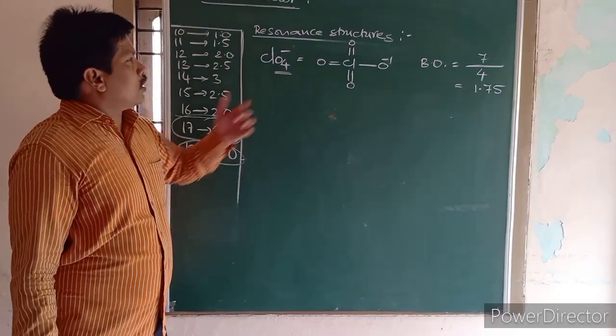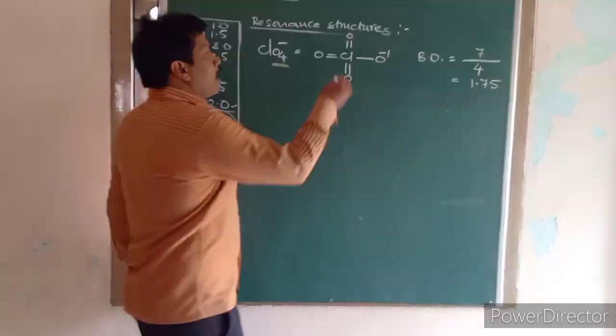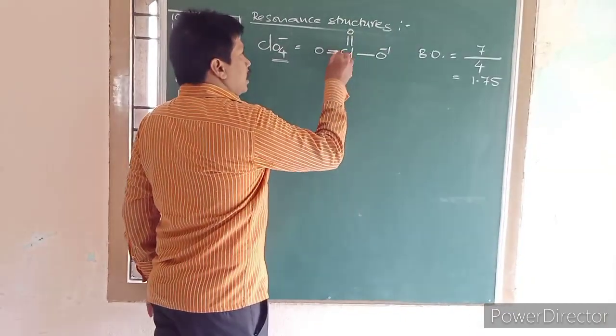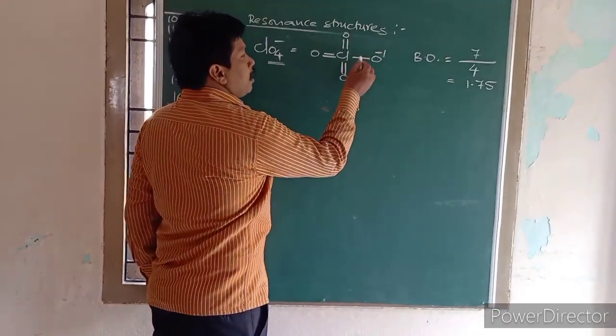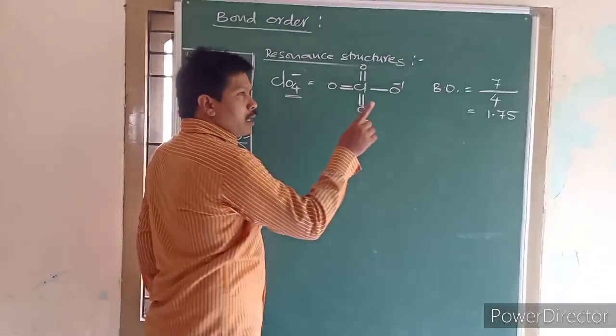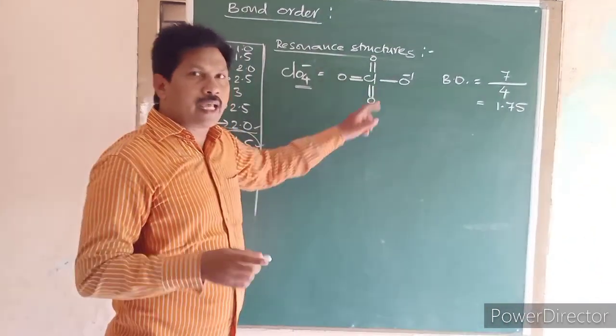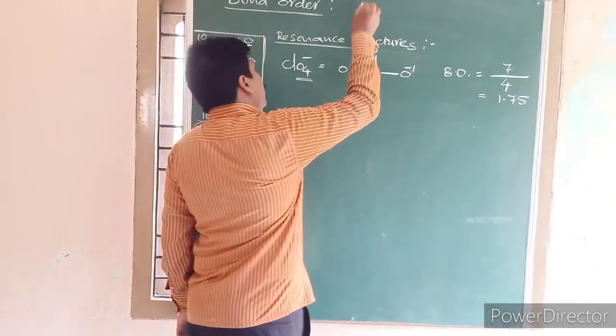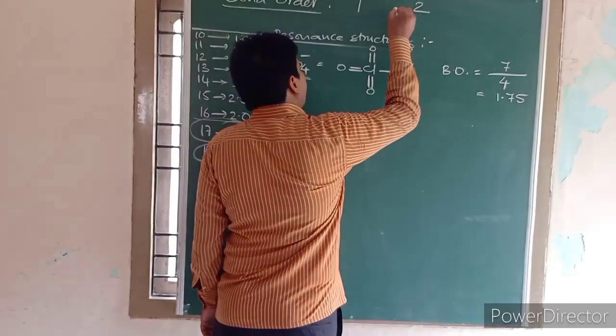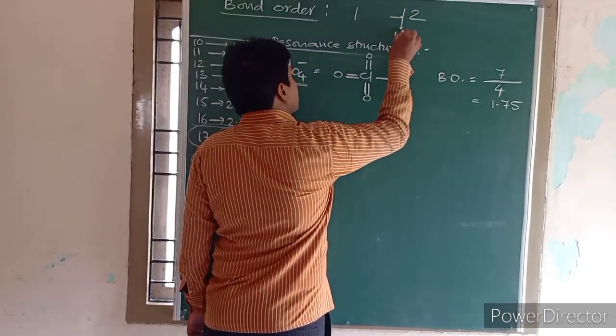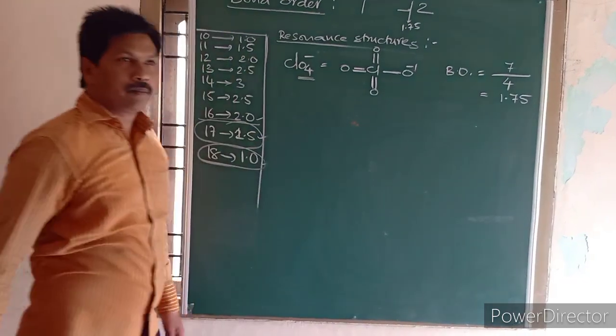And also you observe in this ion, the number of double bonds is 3. The number of single bonds is only 1. Double bonds are more than the single bonds. That's why the bond order is very near to 2. That becomes equal to 1.75.